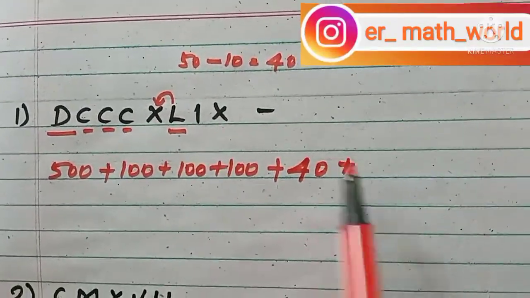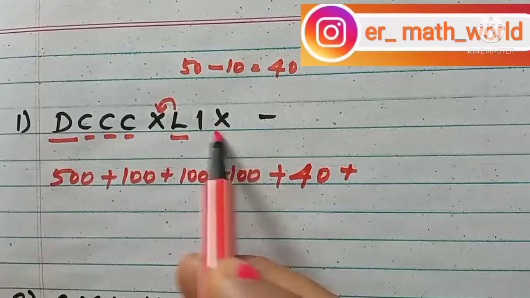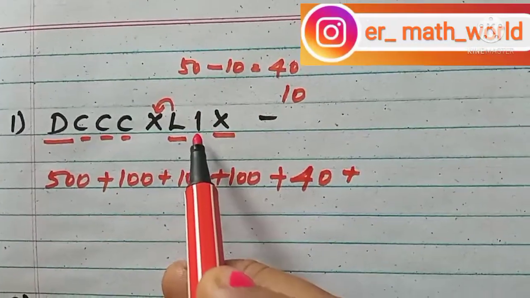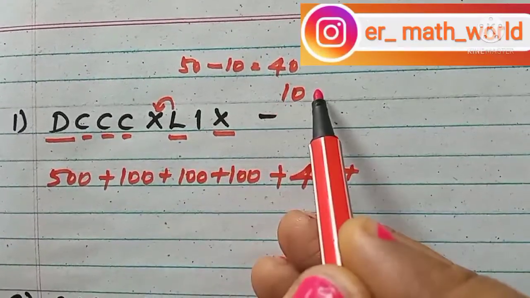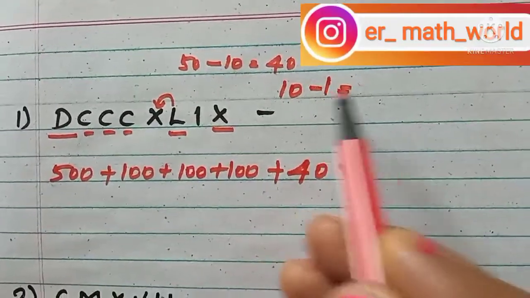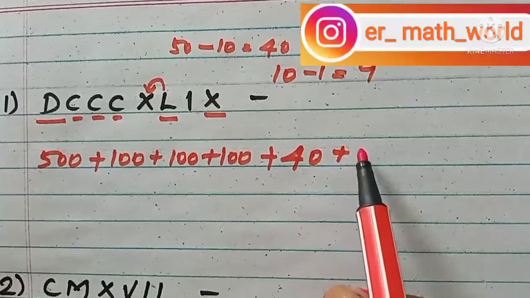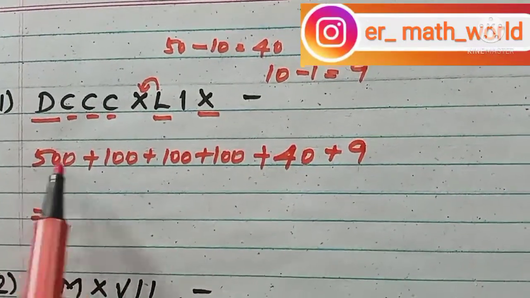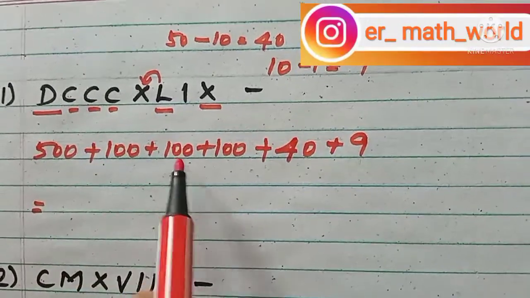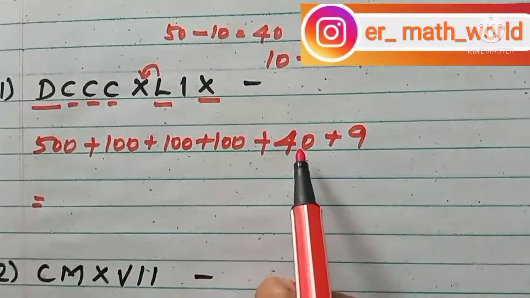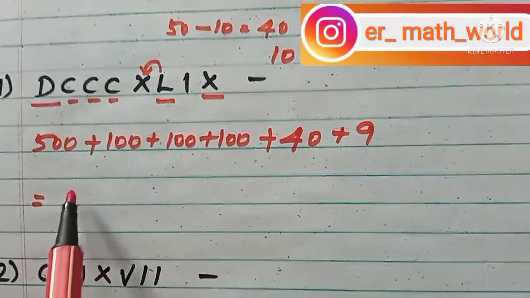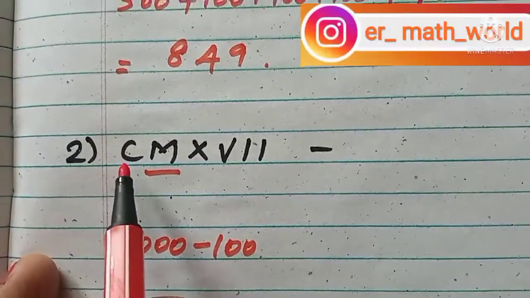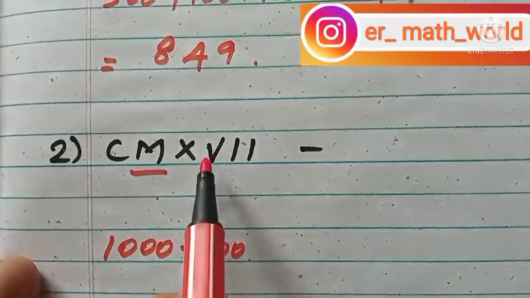Again plus, what is the value for this X? We know that X is 10. Before that, I came, and I is 1. So 10 minus 1 will be 9. Understood? So here it will come 9. Now you have to add: 500 plus 100, 600, 700, 800, 840. 840 plus 9 will be 849. Understood?